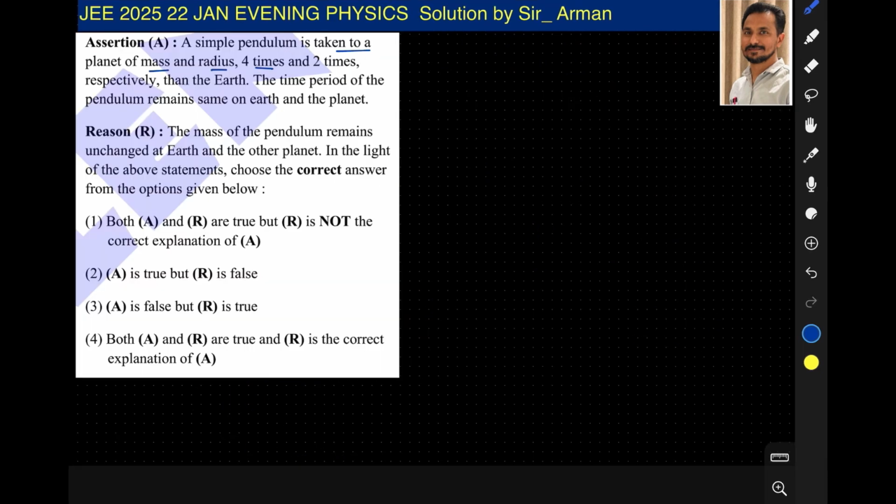A simple pendulum is taken to a planet of mass and radius 4 times and 2 times respectively than the Earth. The time period of the pendulum remains same on Earth and the planet. So let us try to verify the first statement. So we know that T is equal to 2 pi under root L by g. Now here 2 pi and L are constant.